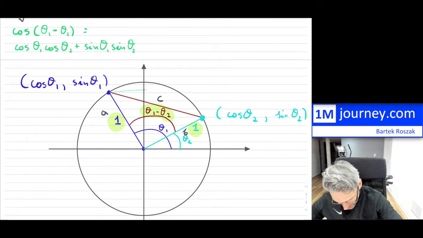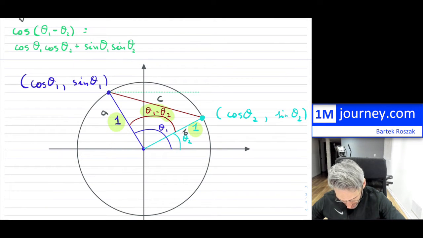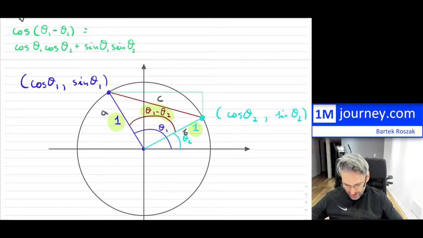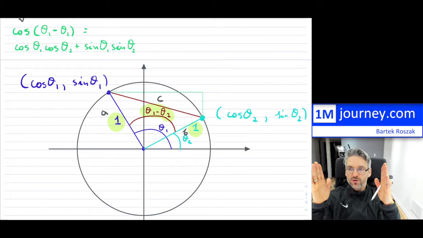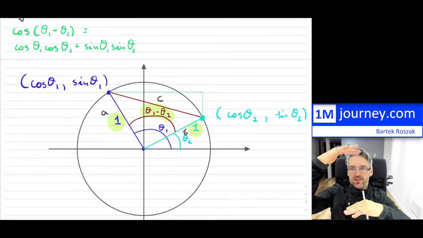Okay, so this is the length in the x direction, and this is the length in the y direction, right? So here was our Pythagorean theorem. We know that the distance on top is just cos theta 1 minus cos theta 2. That's the distance between the x values. And the distance in y, sine theta 1 minus sine theta 2, is that other distance.